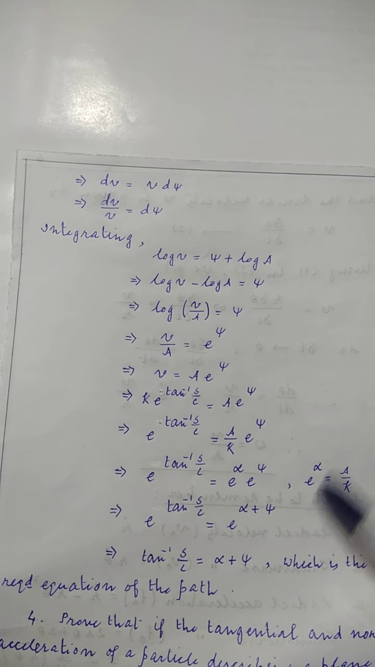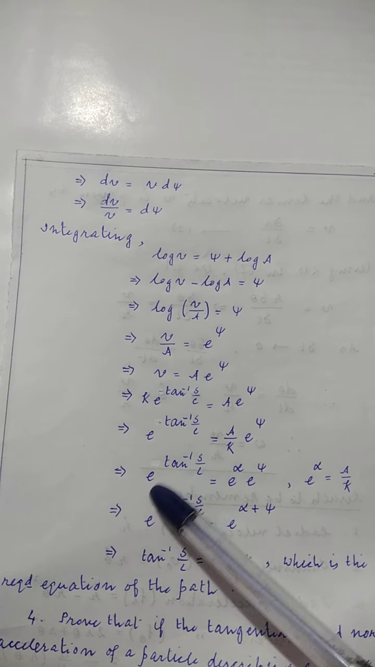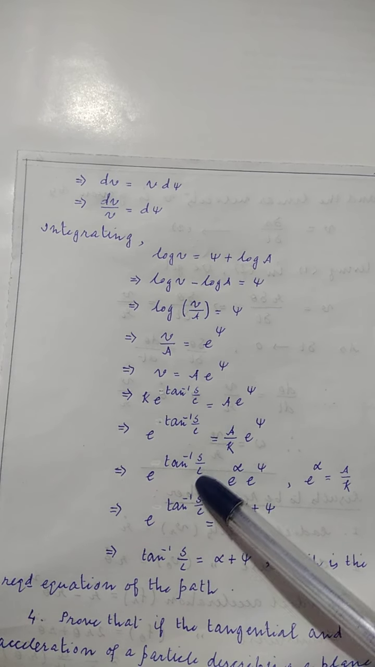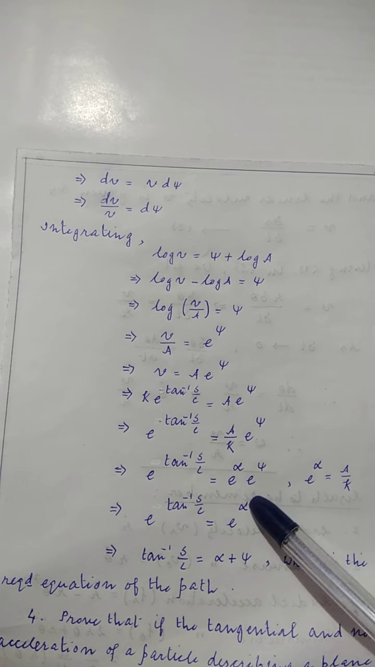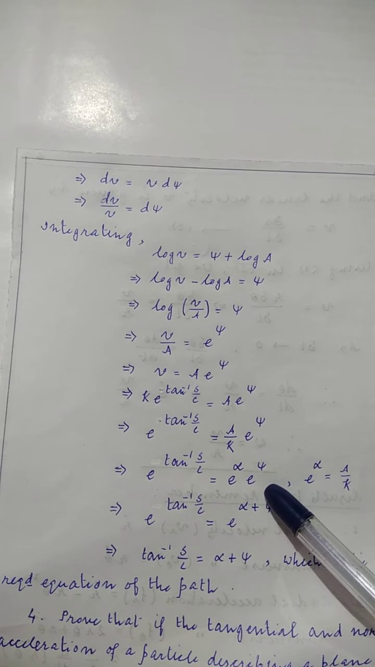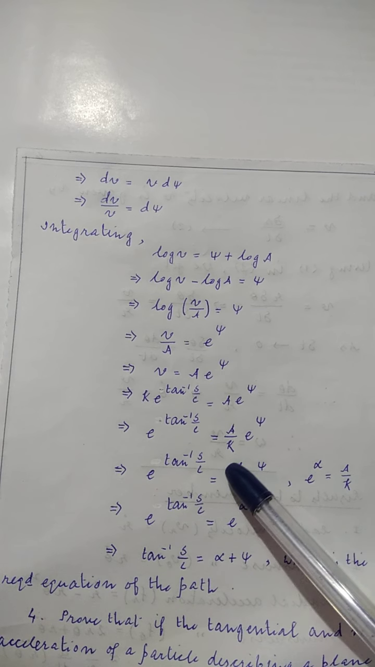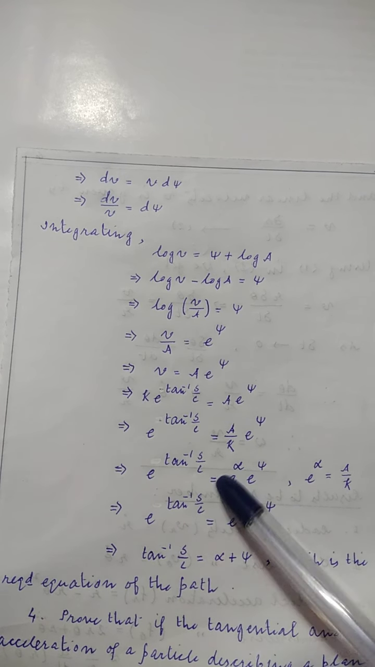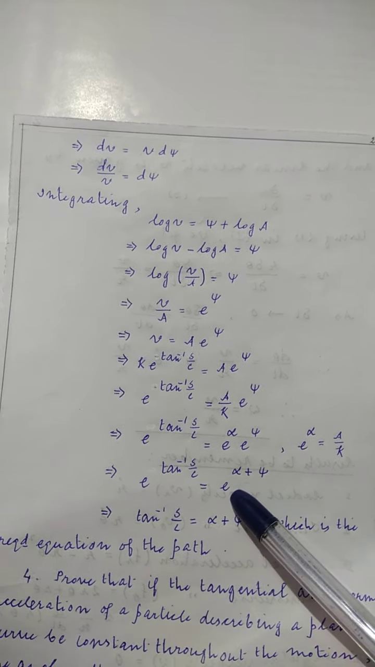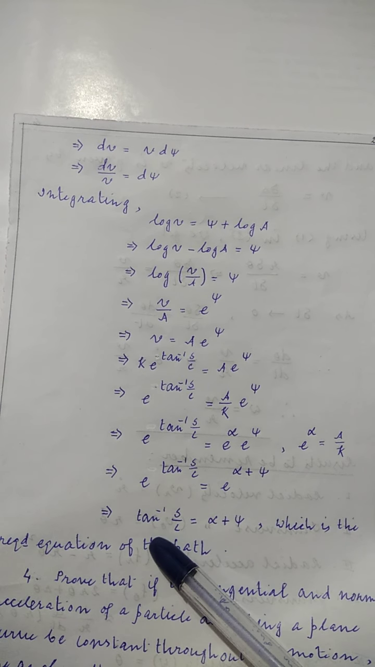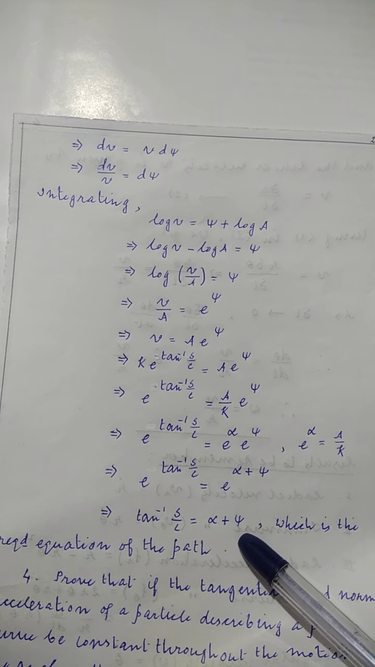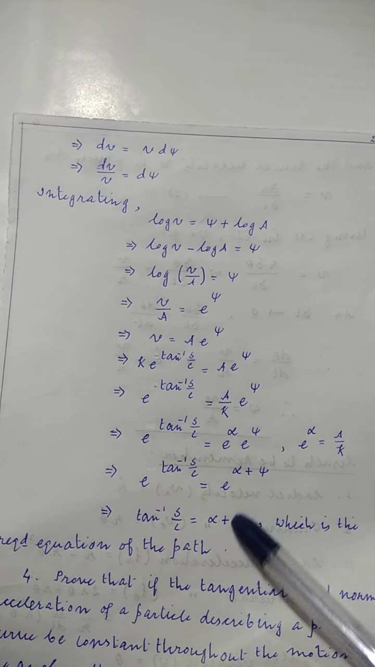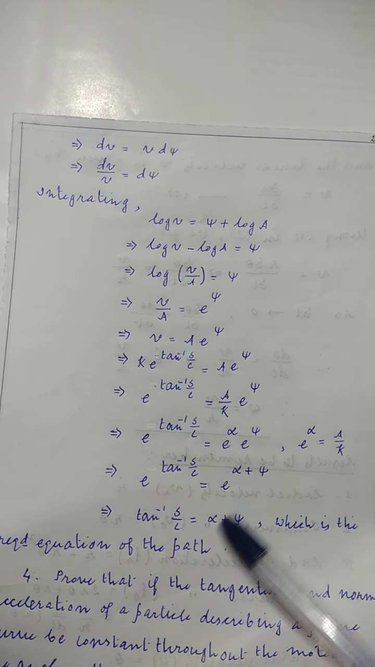a by k we can write e to the power alpha. e to the power alpha is equal to a by k, so that by comparing both sides we will get the expression for tan inverse s by c. So if a by k is e to the power alpha, here the base is same, and if the base is same, we can add the powers. So what will you get? e to the power tan inverse s by c is equal to e to the power alpha plus psi. So from this you will get tan inverse s by c is equal to alpha plus psi, and this expression is the required equation of the path.